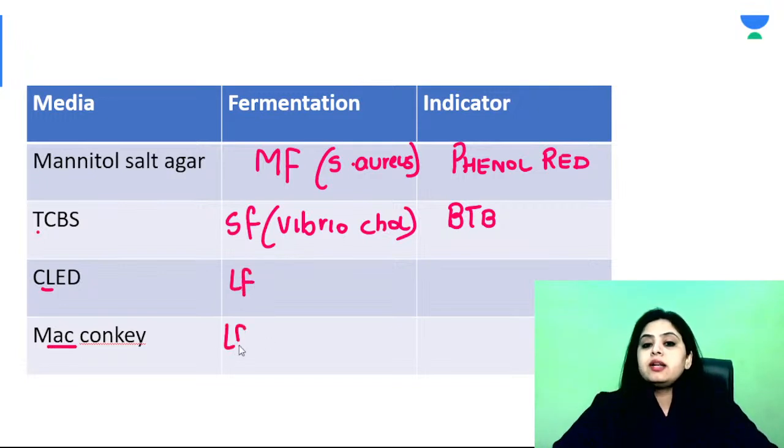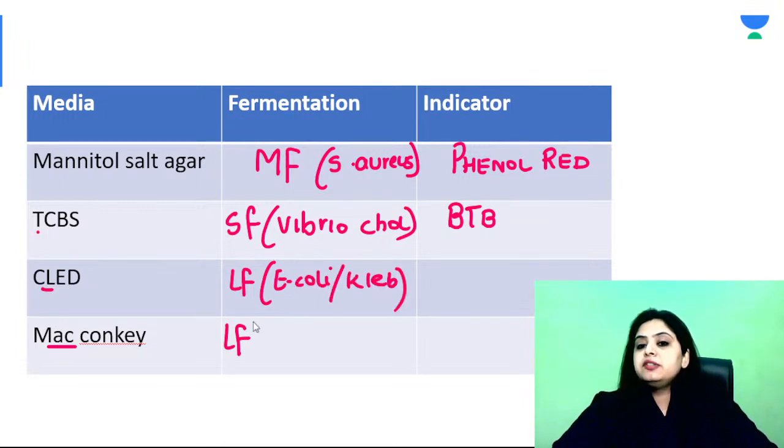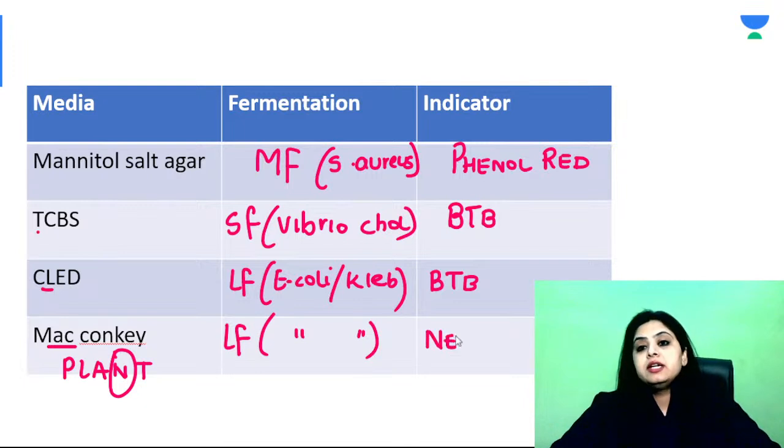McConkey is also going to tell me lactose fermentation. The two lactose fermenters that you told me were KK wale, that is the E. coli and Klebsiella, same over here. But CLED is going to have bromothymol blue because it was blue looking. McConkey was having plant mnemonic. McConkey में क्या था? Plant mnemonic. मतलब what was N? Neutral red. The indicator was neutral red.